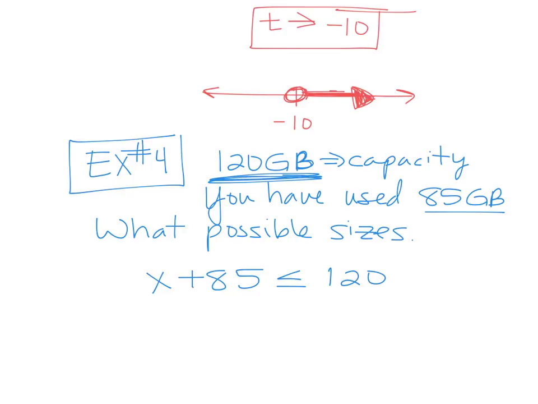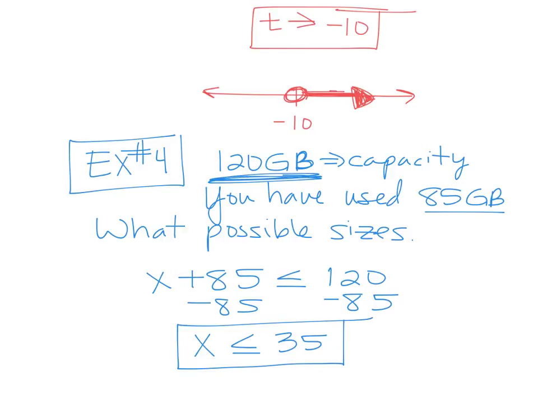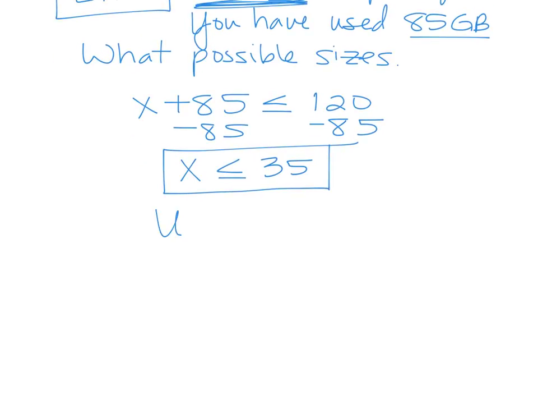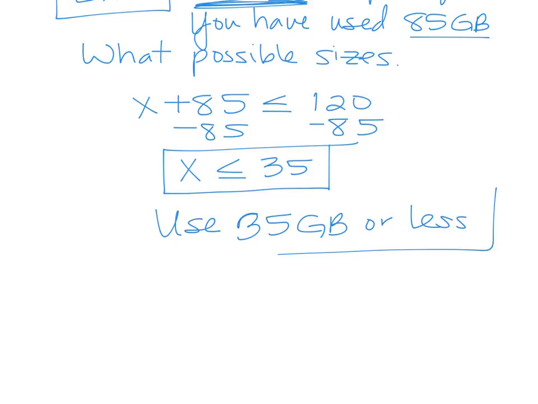So how do I solve that? You take away the 85 first. So the space available, x has to be less than or equal to 35. So you can use 35 gigabytes or less. That make sense? X is less than or equal to 35.